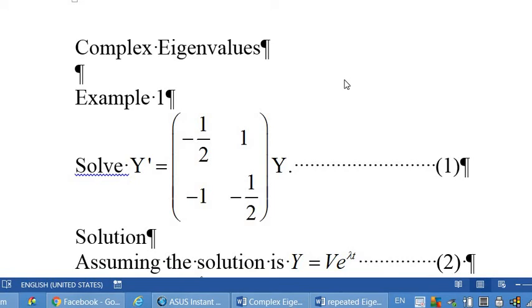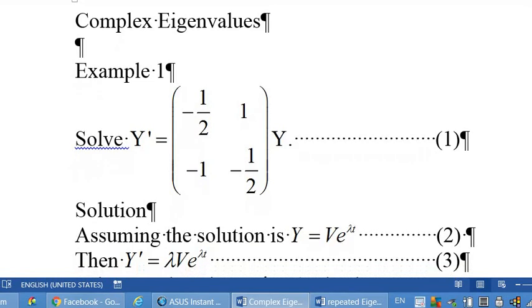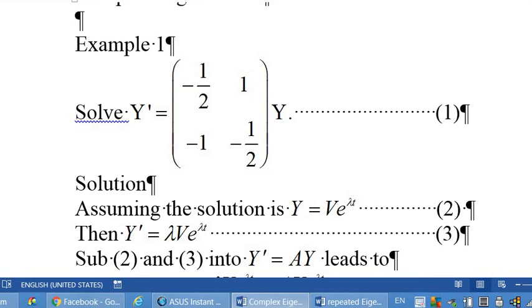Today we are going to learn the third case of solving the first order differential equation which yields the complex eigenvalue. For example, solve y prime equals Ay, where A is given by negative half, 1, negative 1, negative 1. The solutions for this homogeneous system: we assume the solution is y, where y is a vector consisting of y1 and y2.